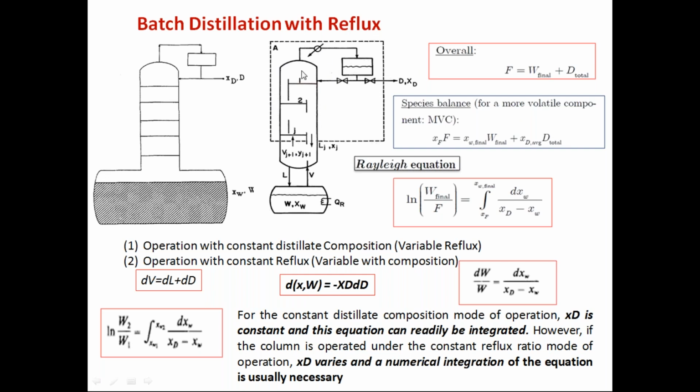If the column is there, then you will typically have two types of operations. One is constant distillate composition. See what happens in batch distillation. While the distillation is continuing, there is a variation in the feed concentration, because the feed is not continuously fed here. It is fed once and then we go on with the distillation. That means its concentration goes on reducing from xf to xw. Similarly in xd there will be variations.